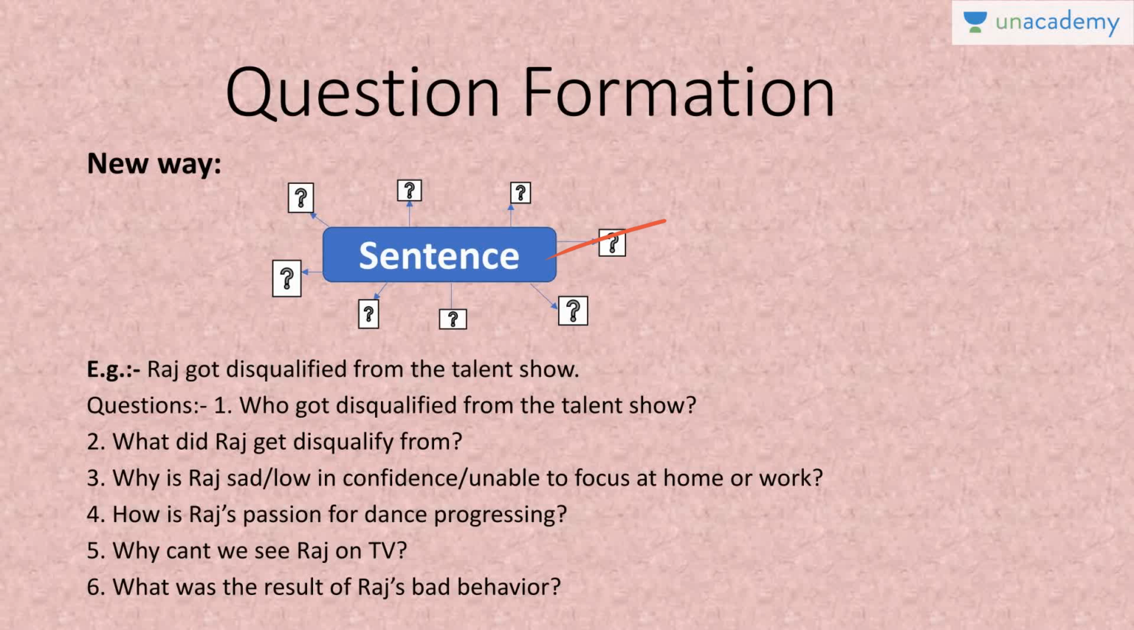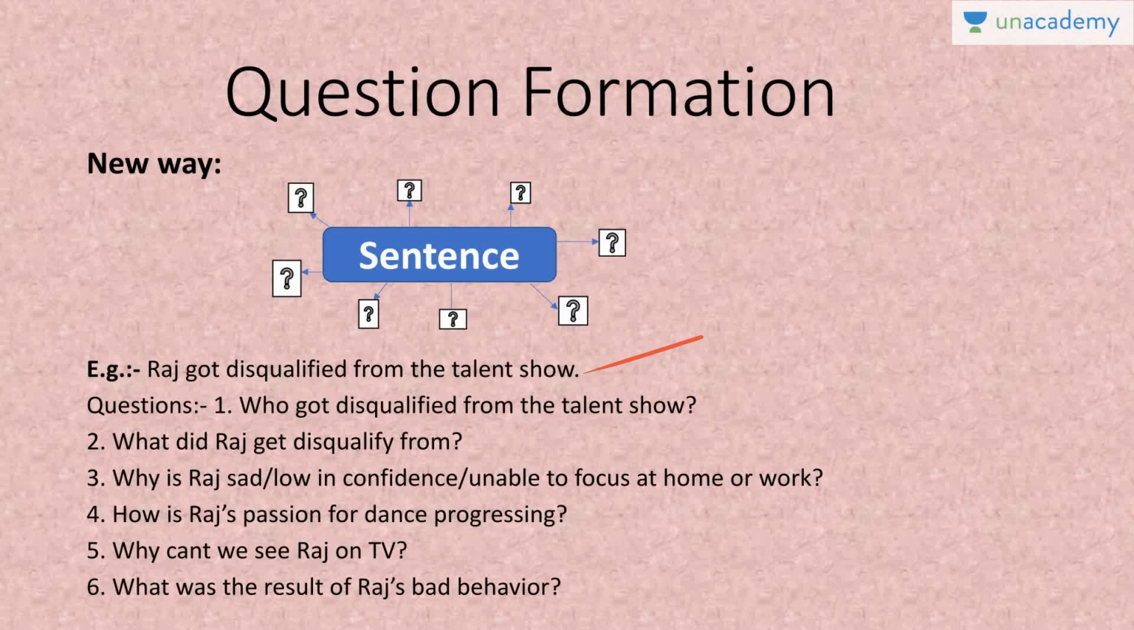We now have, what did Raj get disqualified from? Raj got disqualified from the talent show. Why is Raj sad, low, or unable to focus at home or at work? Well, that's because Raj got disqualified from the talent show. How is Raj's passion for dance progressing? Well, Raj got disqualified from the talent show, so you know how it is.